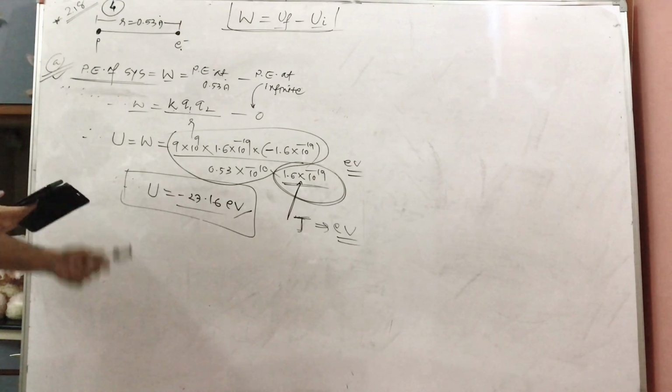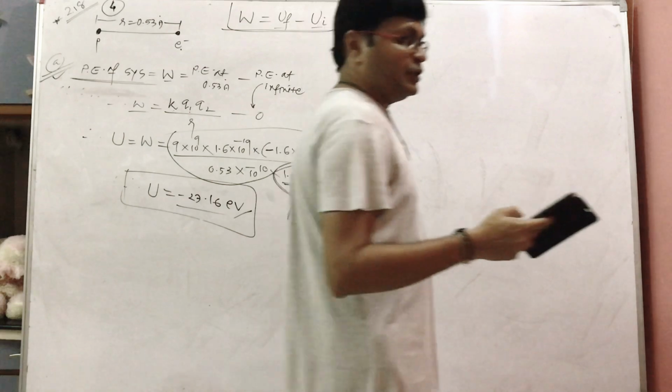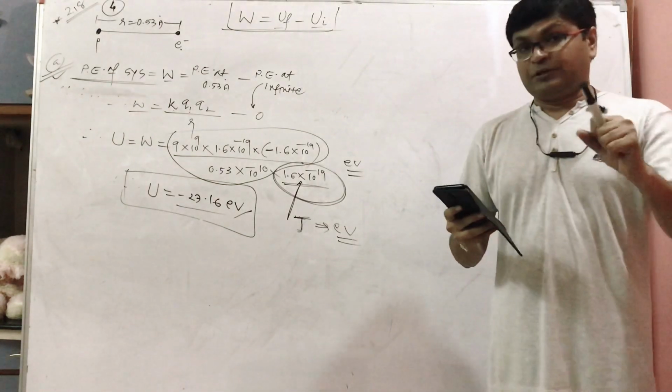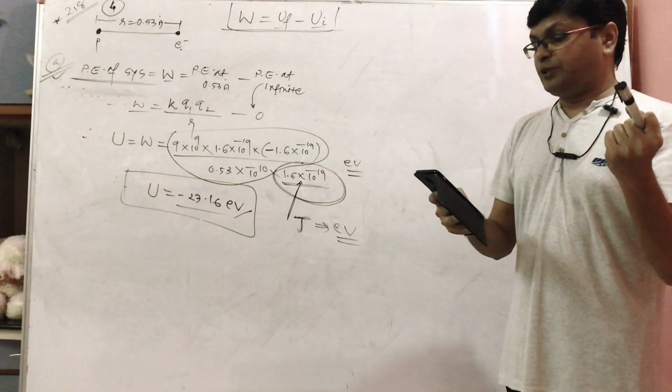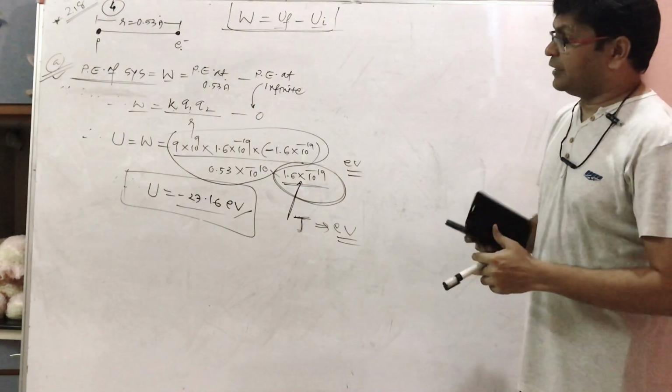So just read the data, particularly for B. What is the minimum work required to free the electron? And given that its kinetic energy in the orbit is half the magnitude of potential energy obtained in part A.